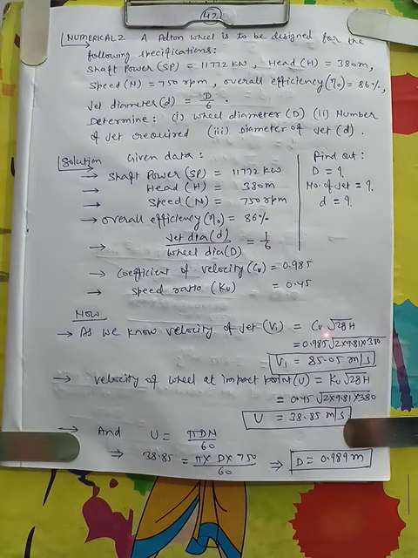Cv is the coefficient of velocity of the nozzle, 0.985, it is given, and h is 380 meter. We are having that in the question. So V1 is equal to 85.05 meter per second.